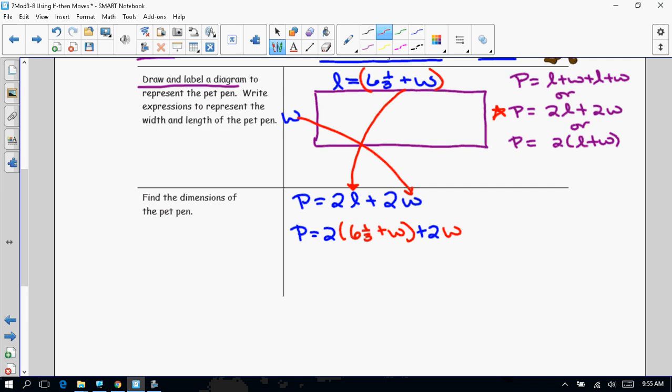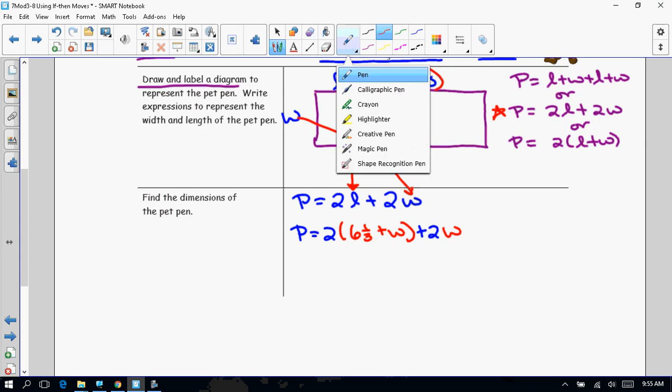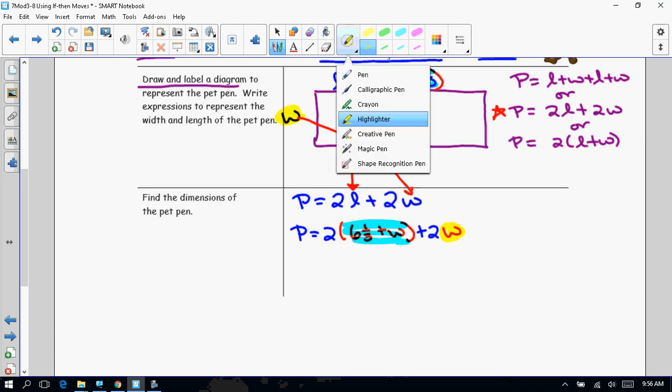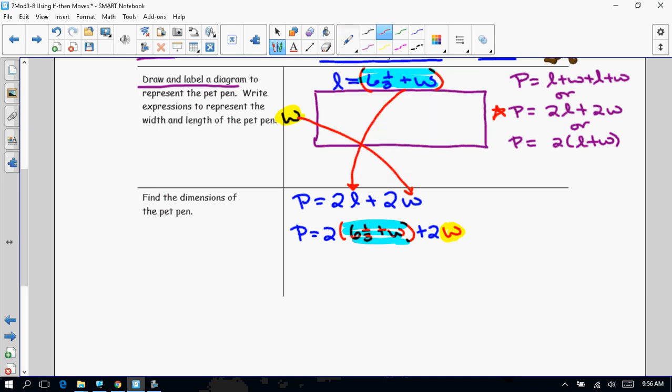Again, if you're working with a highlighter, maybe what you'll want to do is highlight the 6 1/3 plus W, and then highlight it in the equation that I just wrote, and same thing with the W on the side, and highlight that in. Grab your highlighter and highlight this, and highlight it in here. And then grab a different colored highlighter, highlight this one, and highlight that one. Or if you're working in different colored pencils, make it so that these jump out as to why in the world Mrs. Hoekstra put those in that spot.